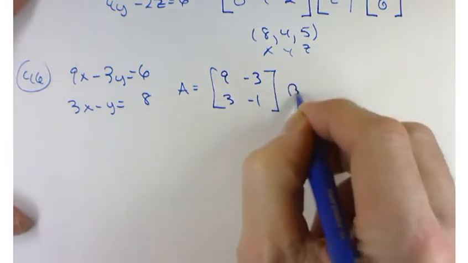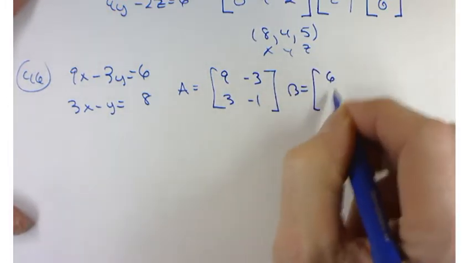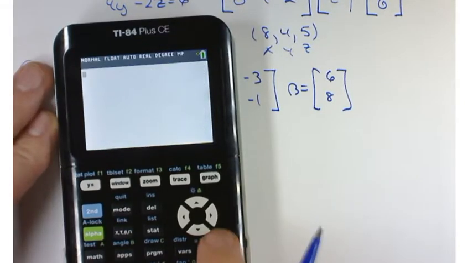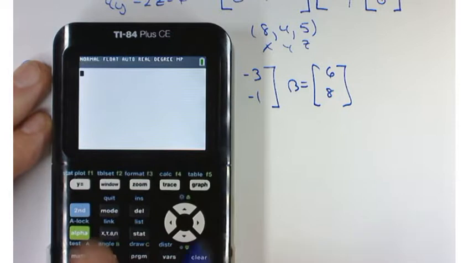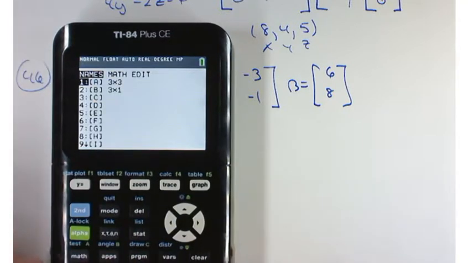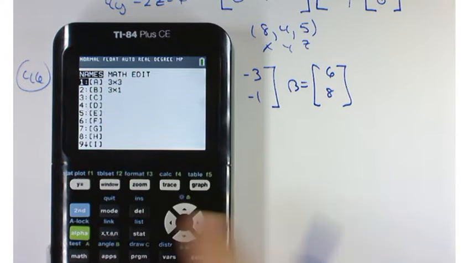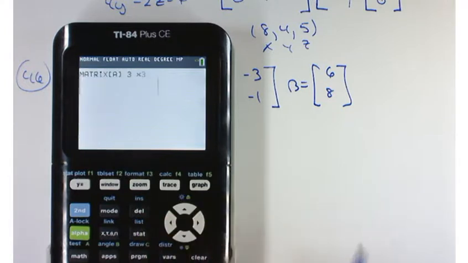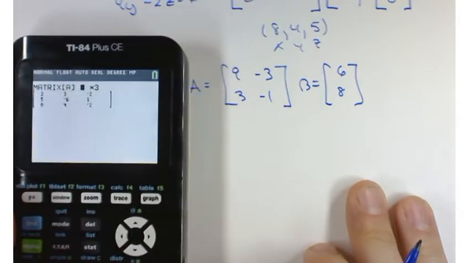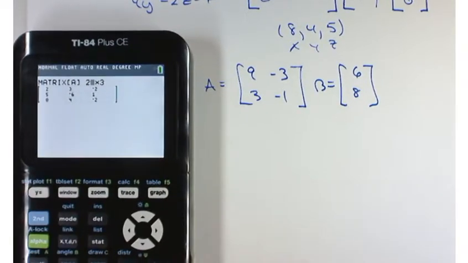Perfect. And B, of course, would be 6 and 8. So let's enter all that into our calculator. Hit second, X inverse to get to the matrix menu. Go over to edit. What are the dimensions of matrix A? 2 by 2. 2 rows and 2 columns. 9, -3, 3, and -1.